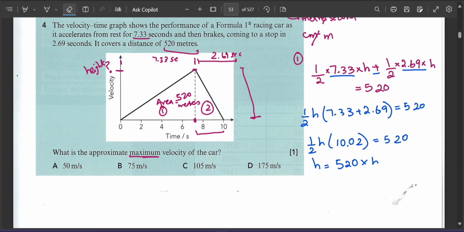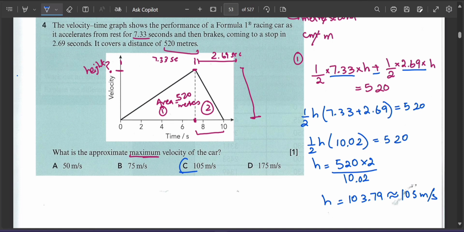and then we are going to divide it by 10.02. By doing so, we will get the value 103.79, which is almost close and near to 105 meter per second, and that will be our maximum velocity of the car.